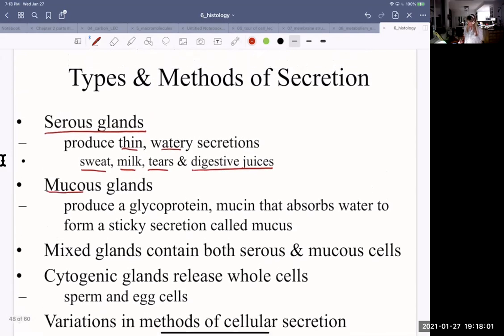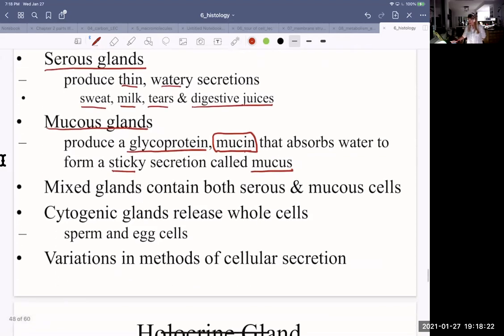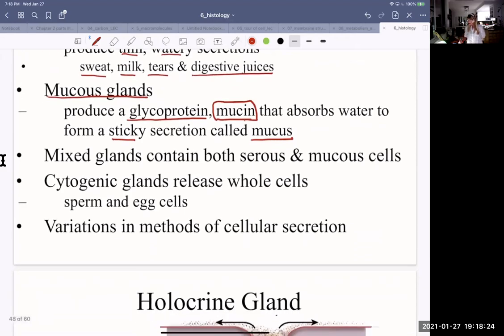A mucous gland produces glycoprotein, that's a protein with a carbohydrate attachment, and mucin, it's called mucin, sorry. And the mucin absorbs water and it becomes sticky. And that sticky secretion is called mucus. So mucous glands secrete mucus. Mixed glands can contain both serous and mucous cells.